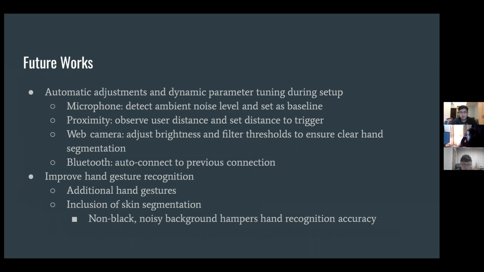Another way we can improve, as Robert mentioned, is our hand gesture recognition. We could add more hand gestures, but also try to improve the recognition accuracy. This can be done with skin segmentation, where we filter out the background and keep just what the fingers and hand are showing. This is especially important if you have a noisy background with many objects, which can accidentally be picked up along with the fingers and mess with the gestures that are predicted.